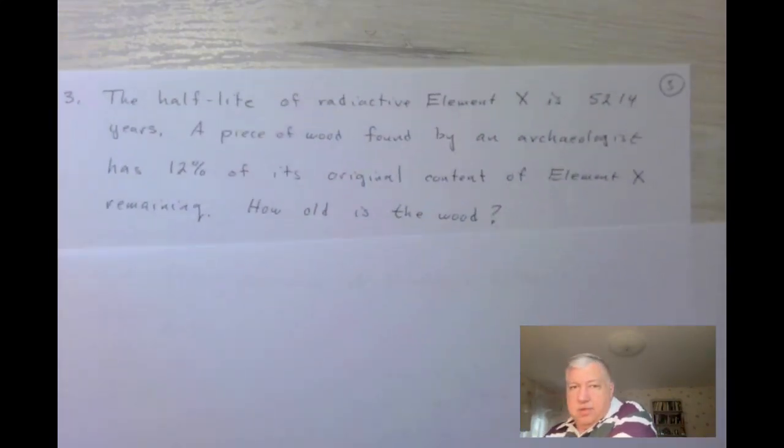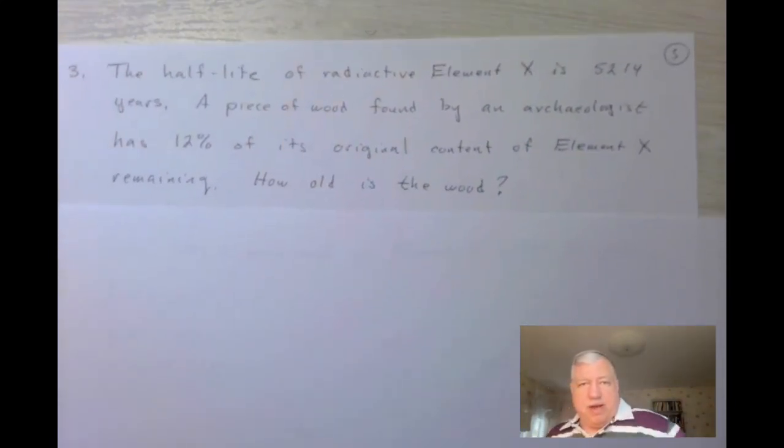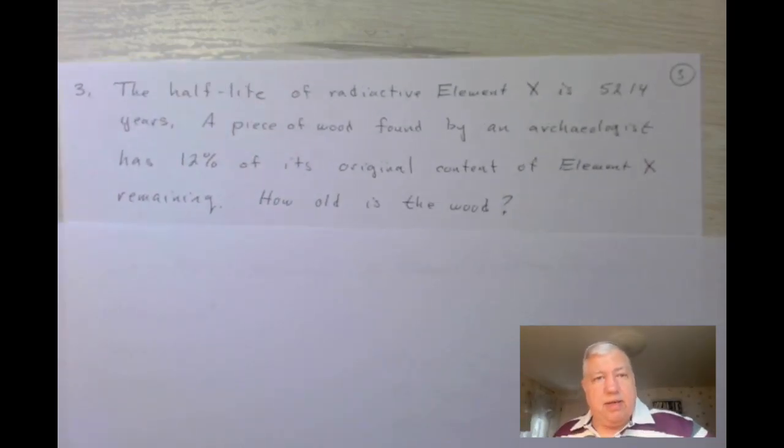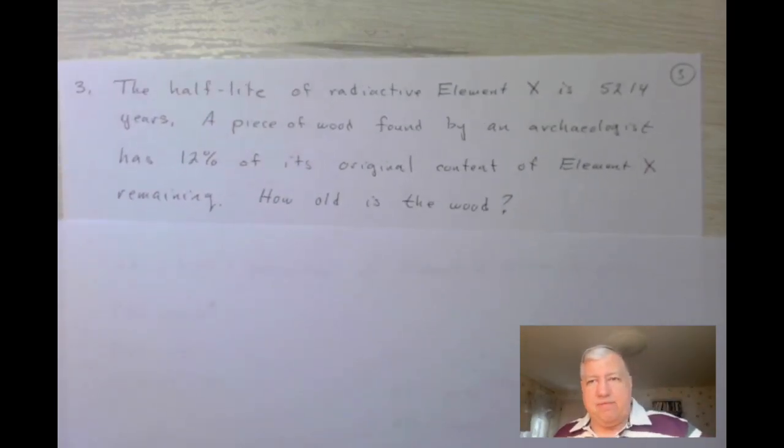All right. For the last example, this involves half-life again. We're back to talking about this mysterious radioactive element X, and in this example it has a half-life of 5,214 years. Again, what that means is that it takes that long for it to decay to half its value, or 50% of its value. A piece of wood is found by an archaeologist and has 12% of its original content of element X remaining. We want to know how old this wood is.